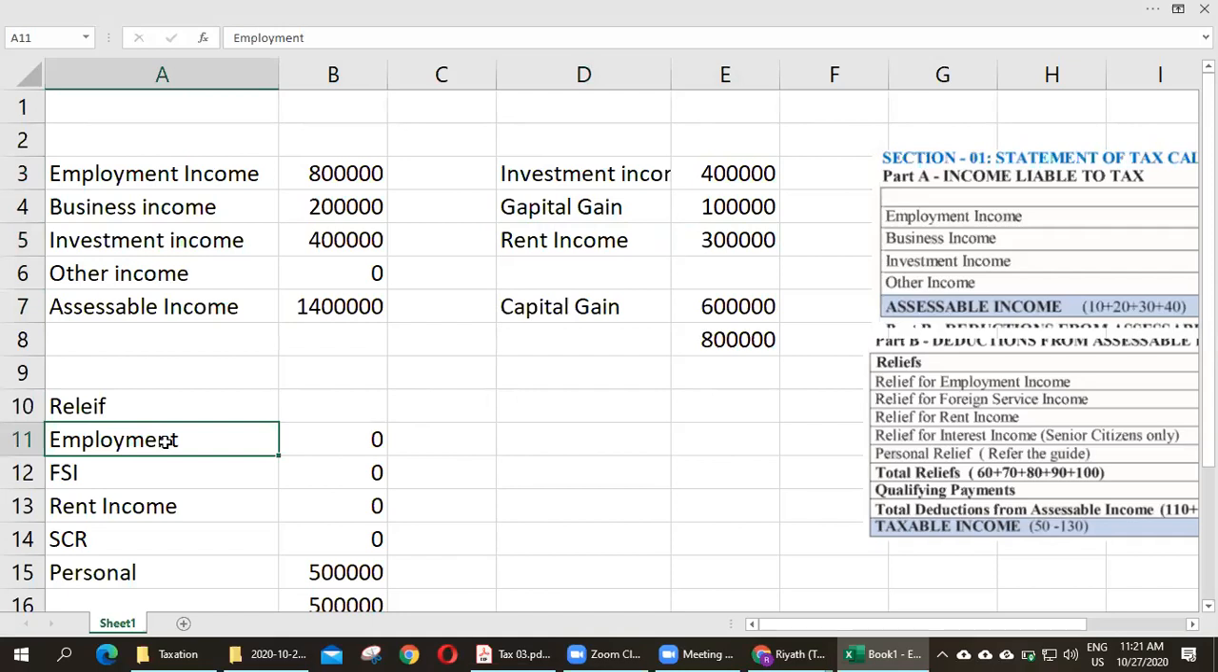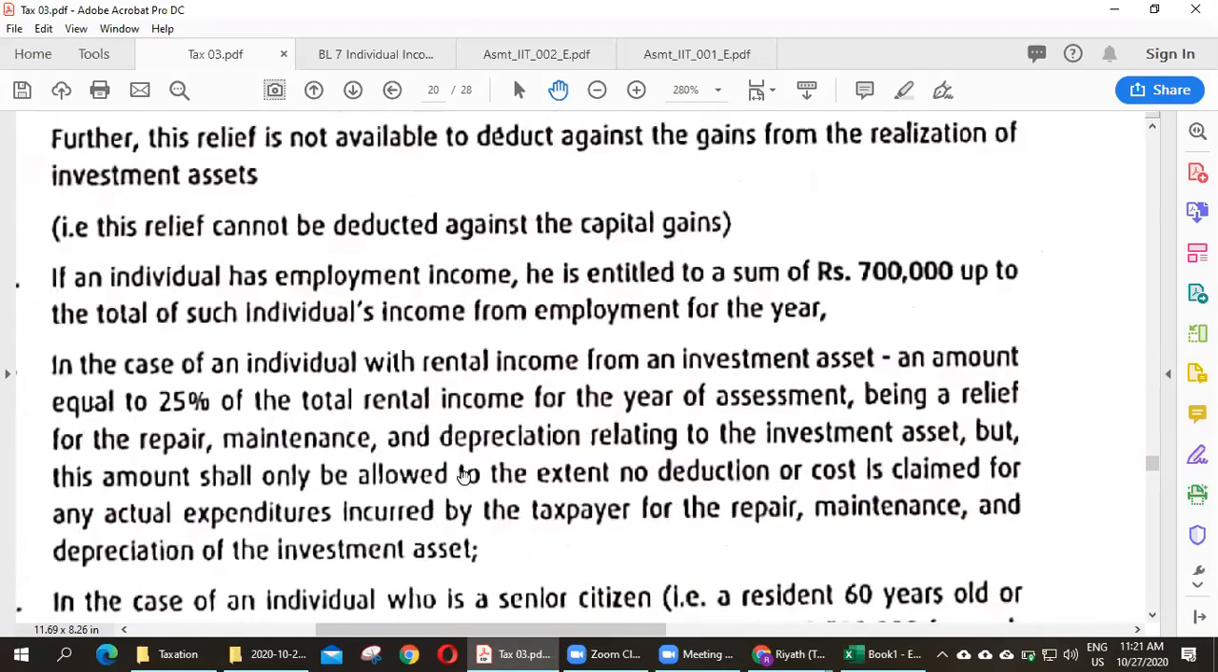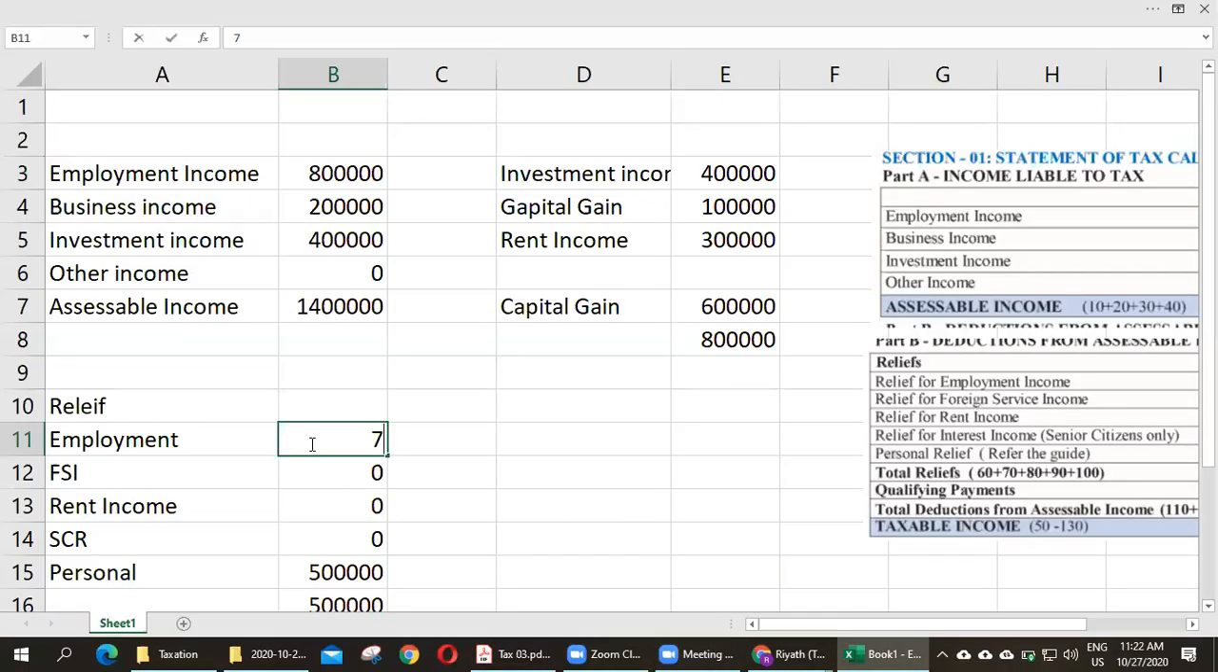Is he eligible for employment relief? Relief for employment? Yes, yes. How? He is getting employment income of rupees 800,000. But employment income relief maximum how much? Maximum 700,000. Right. If an individual has an employment income, he is entitled to a sum of rupees 700,000 up to the total of such individual's income from employment for the year. Right. Therefore, he is eligible to get 700,000.